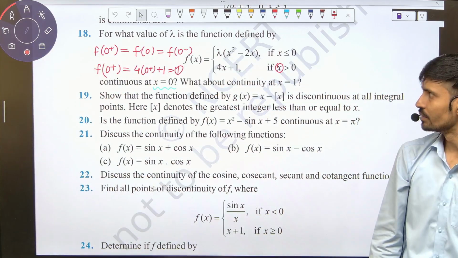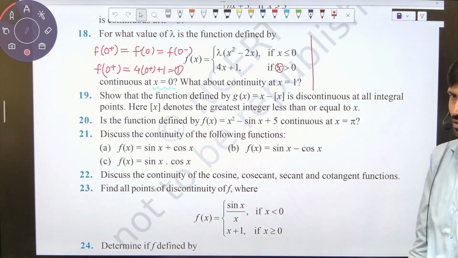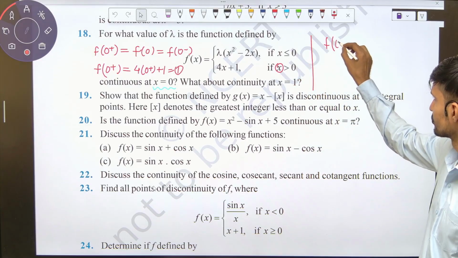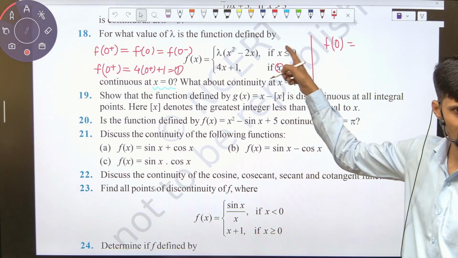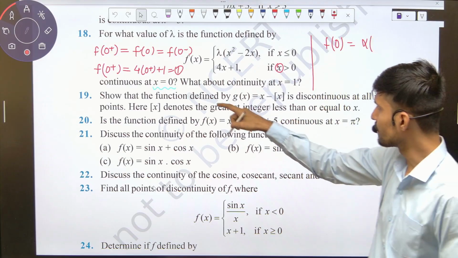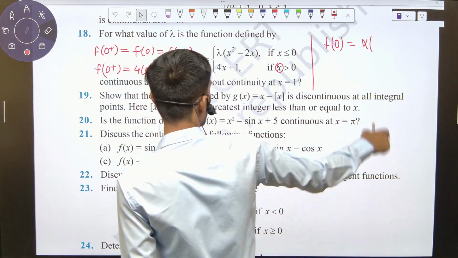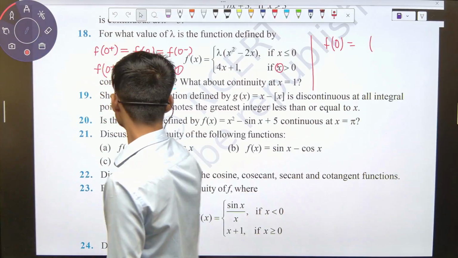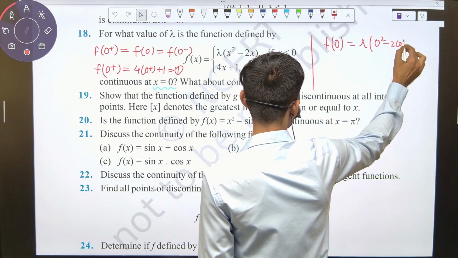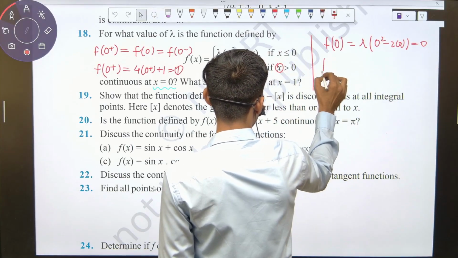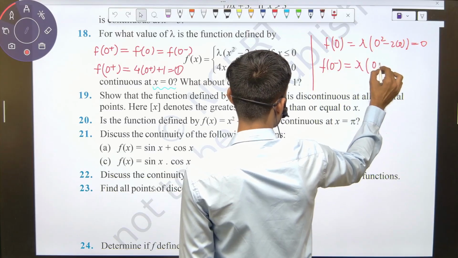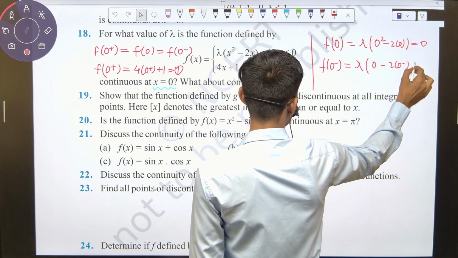Yes or no? Now what will I find next? f of 0. Which function will I use, first or second? First. So lambda times 0 squared minus 2 into 0. What will it become? 0. Now what will be f of 0 minus? Lambda times 0 squared minus 2 into 0, that will be 0.